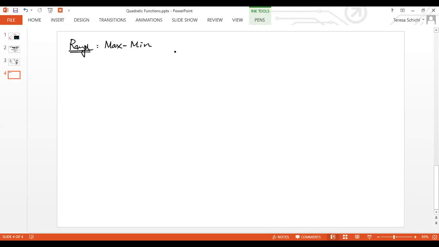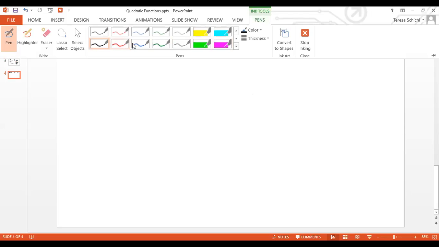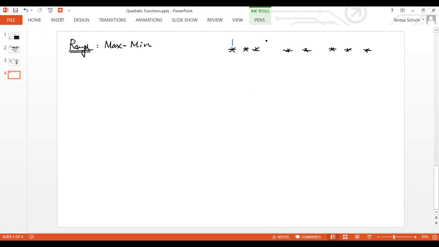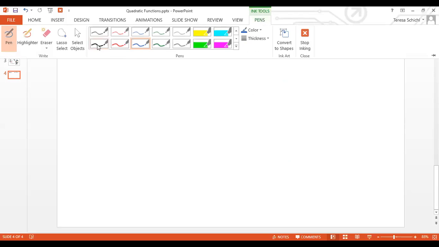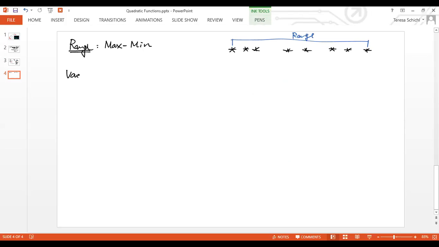So for example, if this is your data set, what is the range here? The range says, I'm just going to take the largest value and the smallest value, and this distance is what I call the range. And now let's take a look at what the variance is.